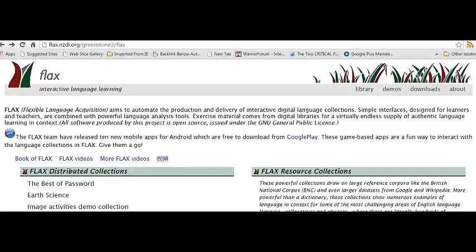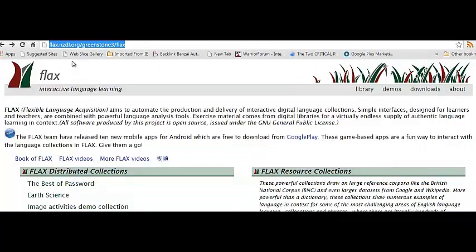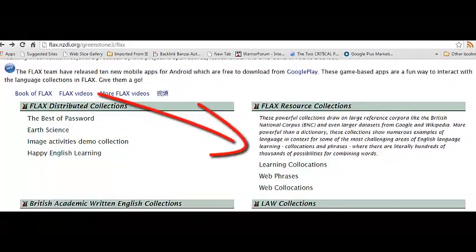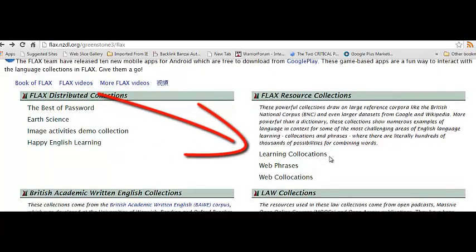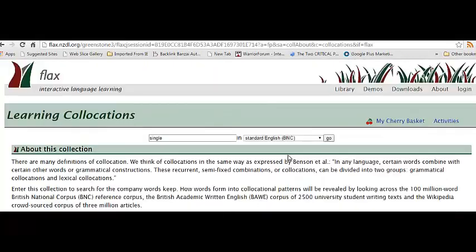So let's go over to that website I was mentioning before. So the web address is up here, flax.nzdl.org. If we scroll down here, on the right hand side, you'll see this phrase here, learning collocations. So this is where we want to go. So click into this and you'll come to this web page here.